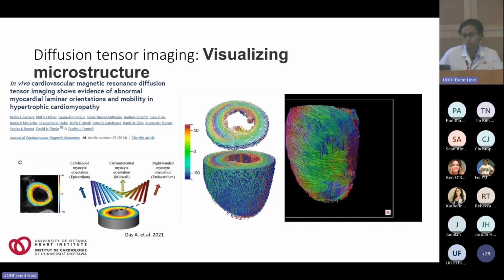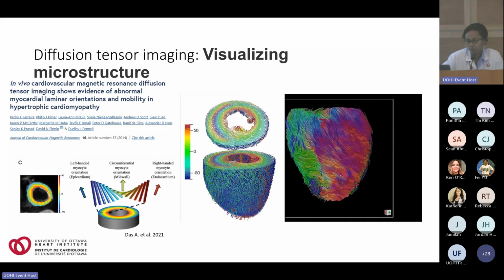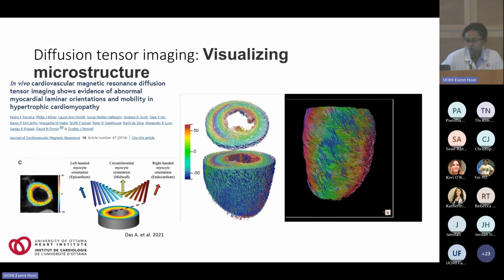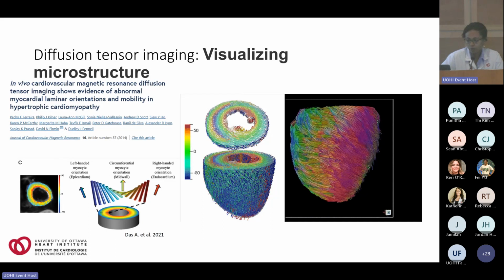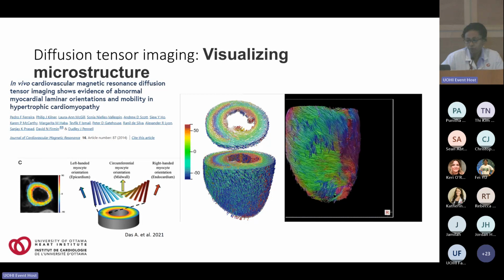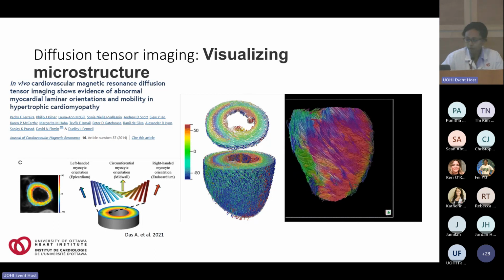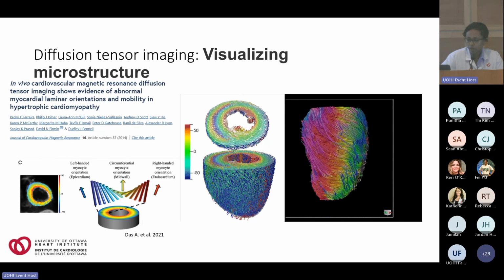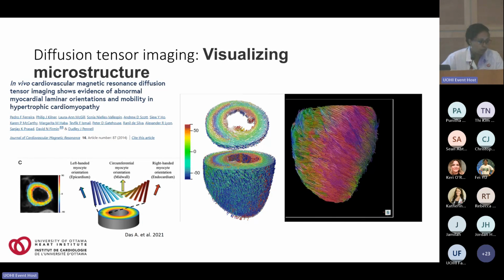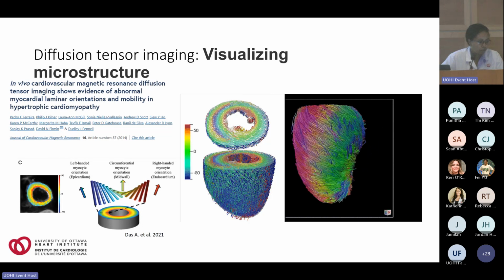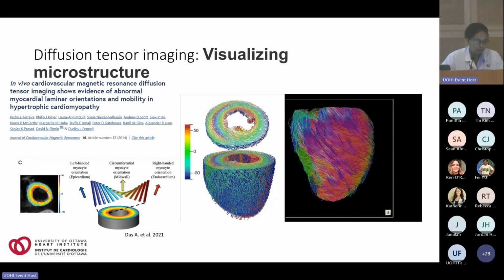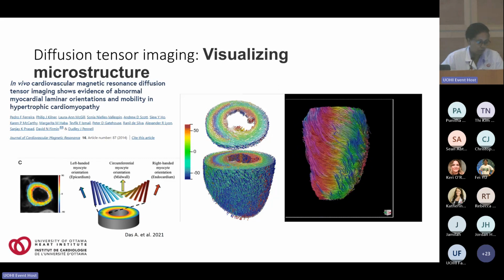What it does is it tracks diffusion of the water molecules, which allows us to characterize a microstructure as small as 100 micrometers, and it reveals the underlying myocardial helical fiber architecture. And there are studies that have shown in vivo that there may be abnormal myocardial laminar orientation in patients with HCM, and this may be a possible technique that can be used in the future.